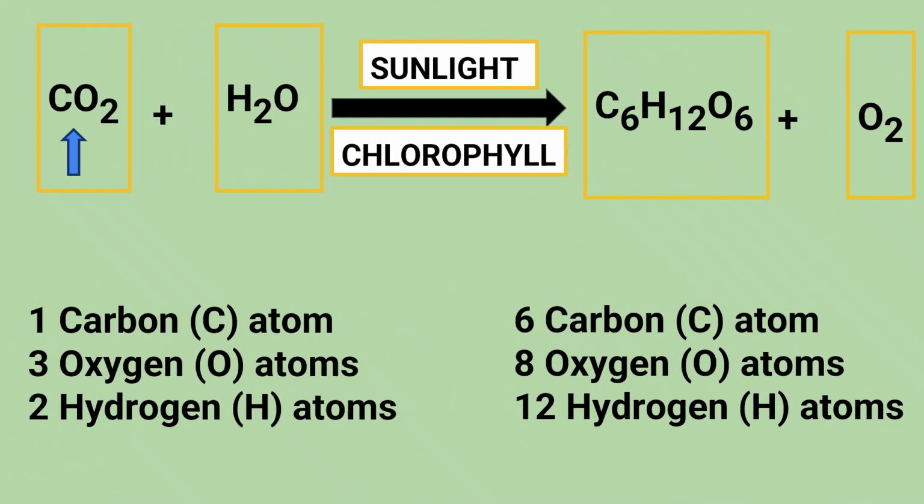Carbon is part of one compound on both sides of the equation. So let's balance that first. Currently, there is one carbon atom on the reactant side and 6 carbon atoms on the product side. To balance the carbon atoms, put a 6 in front of the CO2. This gives 6 carbon atoms on both sides of the equation. The carbon atoms are now balanced.